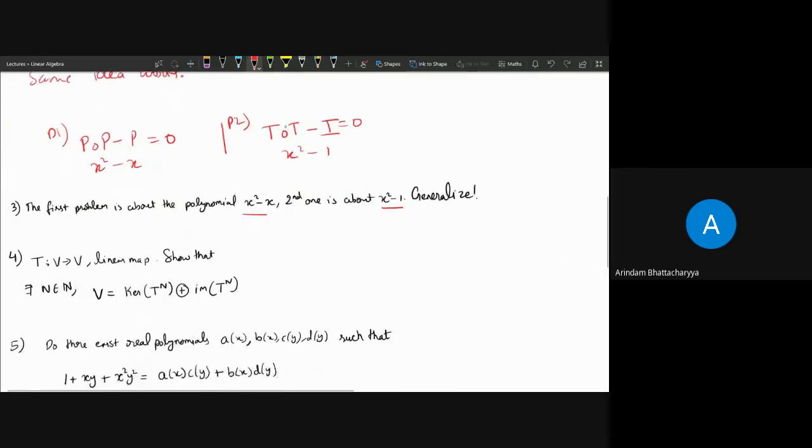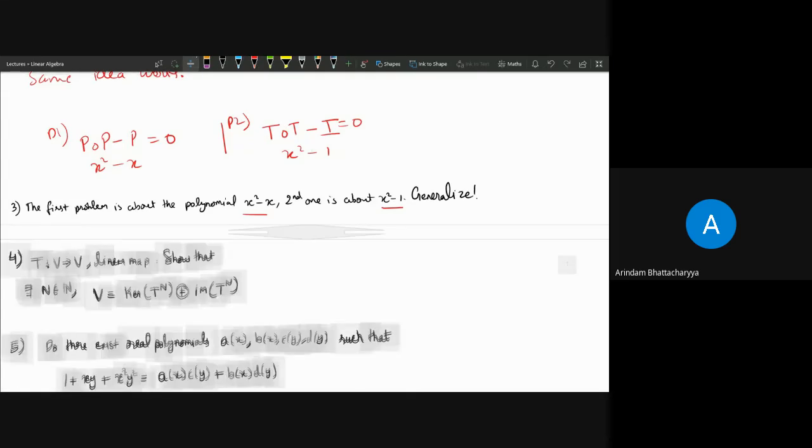So I'll leave it to you to generalize. I won't do it now, but you can try it later, and if you get stuck or have any problems, you can ask me on Discord.